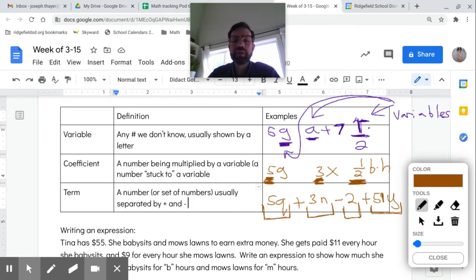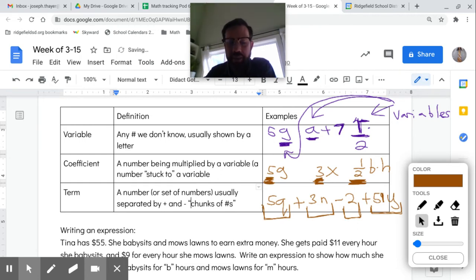In each case, even though some of these we have two things, 5 and q, 3 and n, 51 and y, they're stuck together. That's a coefficient and a variable. So we count that as one term. We are one chunk. So the terms are the chunks of numbers. Chunks of numbers.